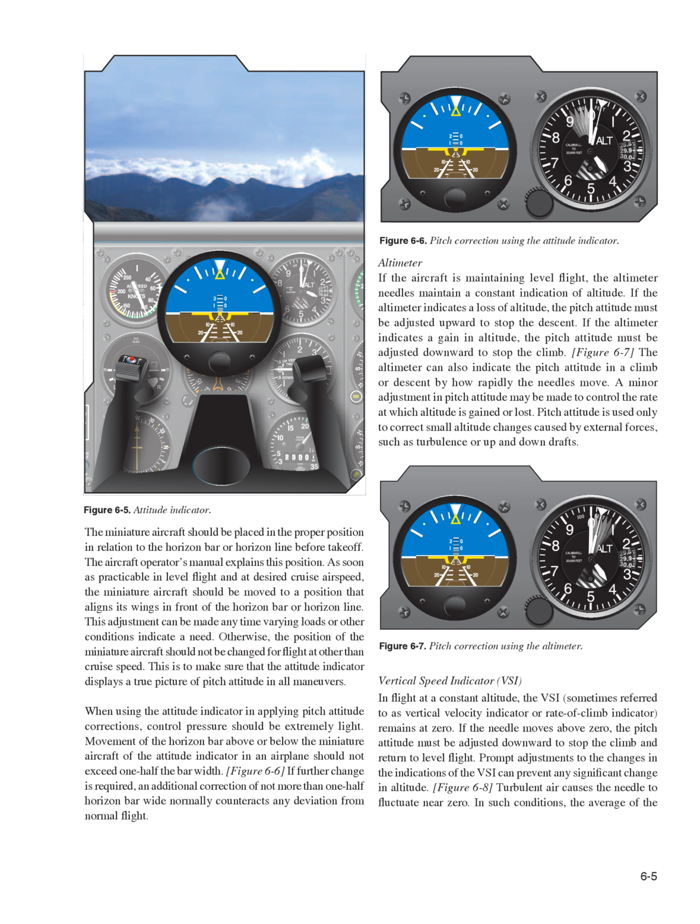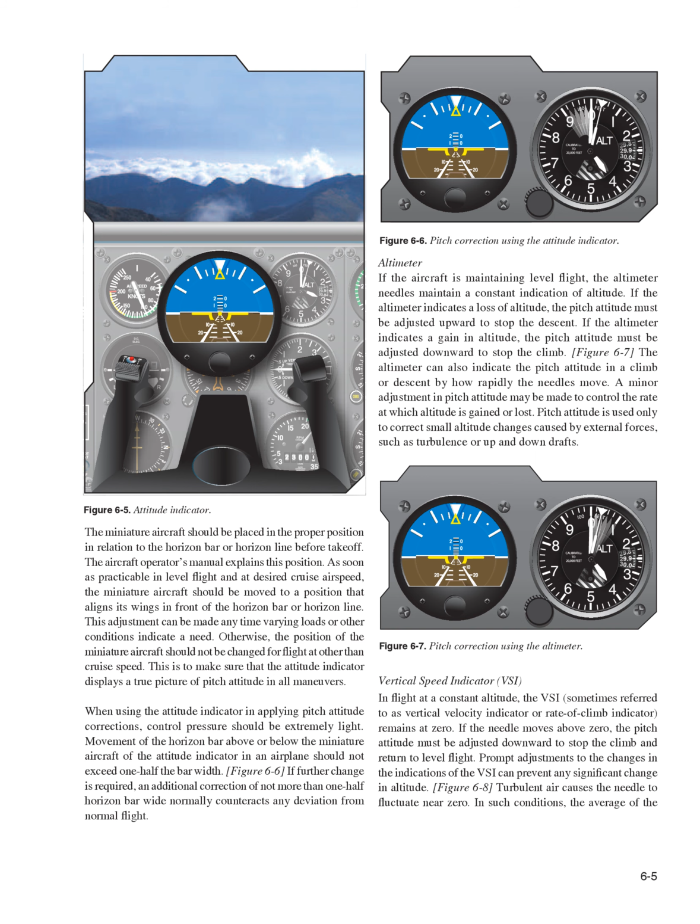When using the attitude indicator and applying pitch attitude corrections, control pressure should be extremely light. Movement of the horizon bar above or below the miniature aircraft of the attitude indicator in an airplane should not exceed 1/2 the bar width. Figure 6.6. If further change is required, an additional correction of not more than 1/2 horizon bar wide normally counteracts any deviation from normal flight.